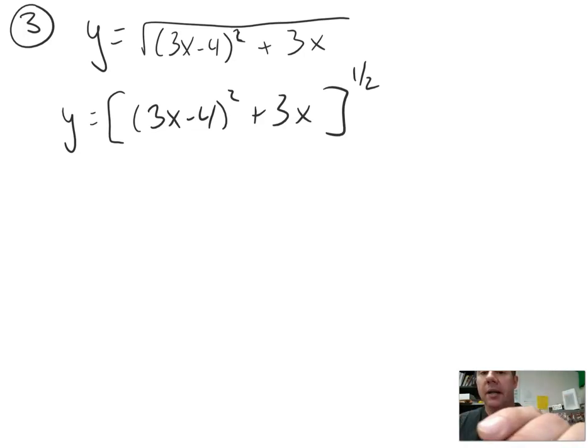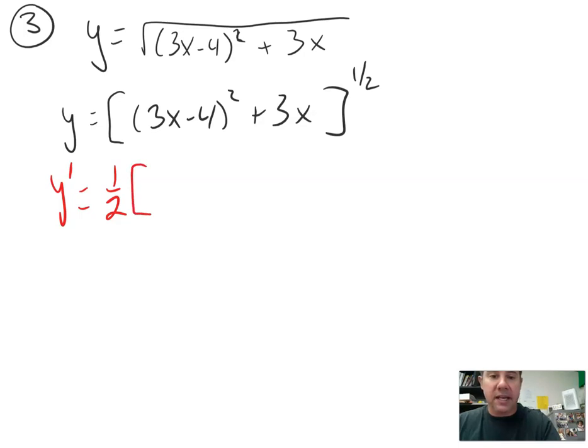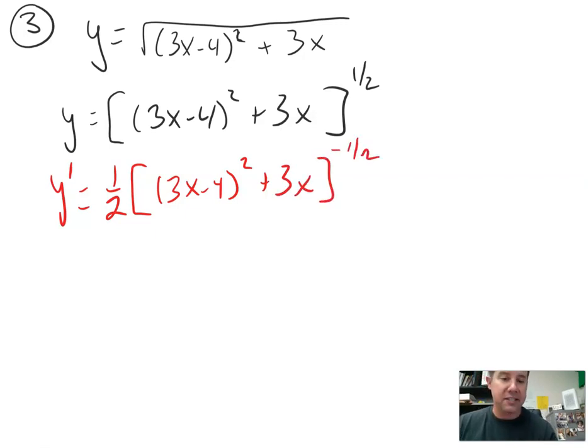That's still just y. All right, so if I do take the derivative of this, y prime, I get 1/2 first, the outside function, right? 1/2 times 3x minus 4 squared plus 3x. That all stays the same, all to the negative 1/2 because I subtract 1 just using power rule. Then I need to multiply, chain rule, I need to multiply this by the derivative of the inside.